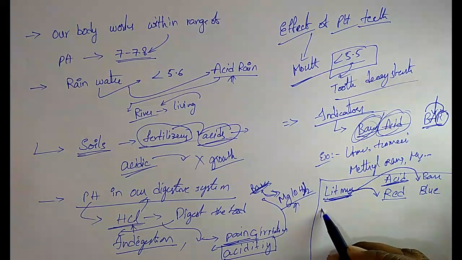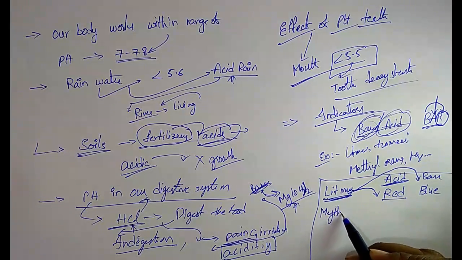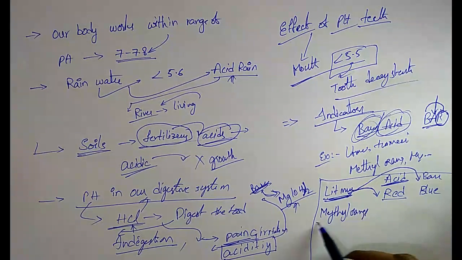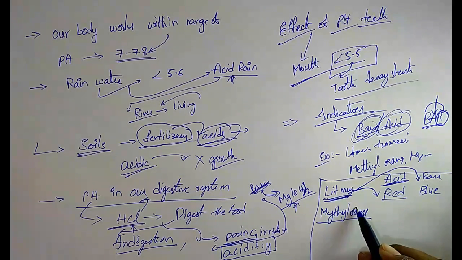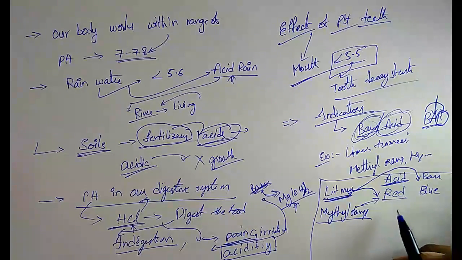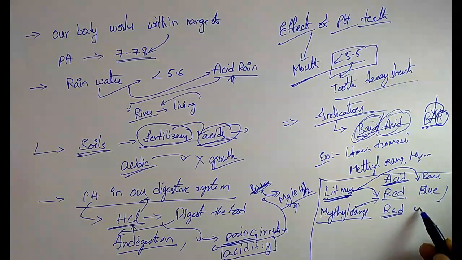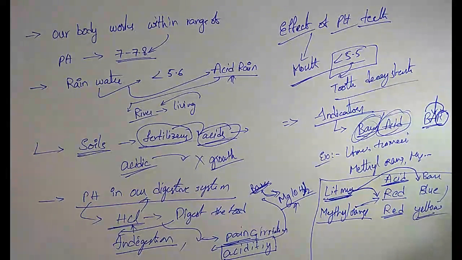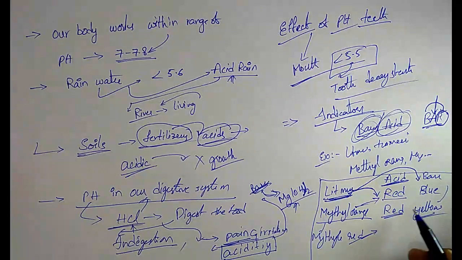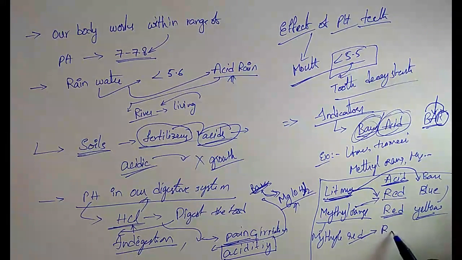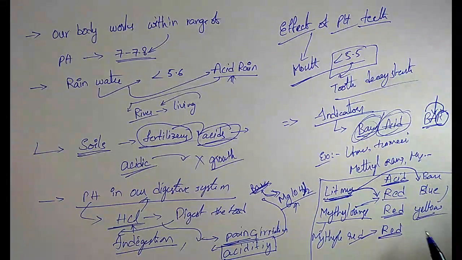If you take methyl orange and drop it into acid, then we get red color. In case of base, we get yellow color. In the same way, methyl red: if you drop some drops of methyl red into acid, then also we get a red solution. And in case of base, that is yellow.